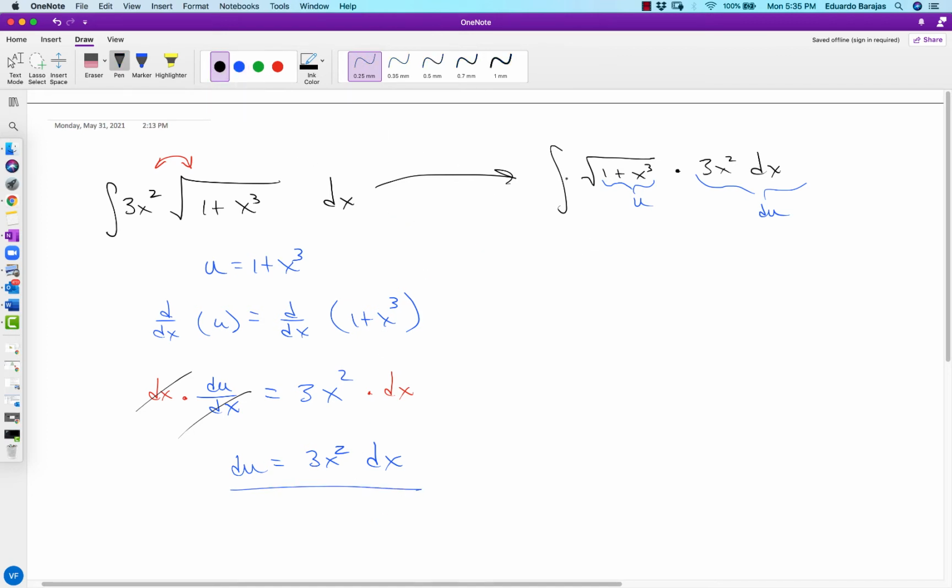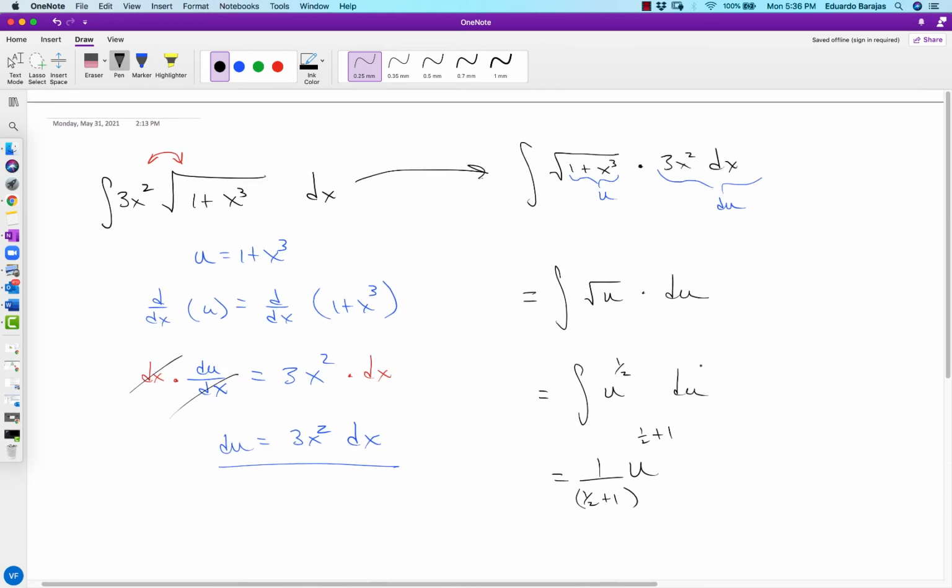So that means that this indefinite integral can be rewritten in u now as the integral of square root of u du. Now this one's an easy one to find. I can just rewrite this as u to the 1/2 power du. And we know that this is going to be equal to u to the power of 1/2 plus 1, and then 1 over 1/2 plus 1. And then that can be simplified. Zoom out a little bit.